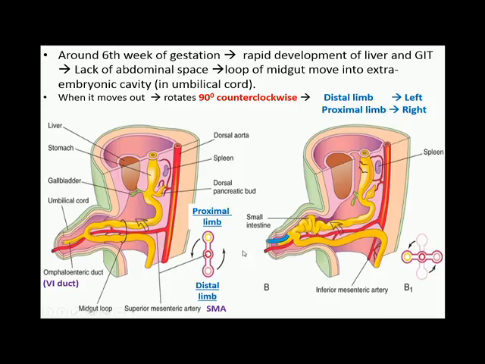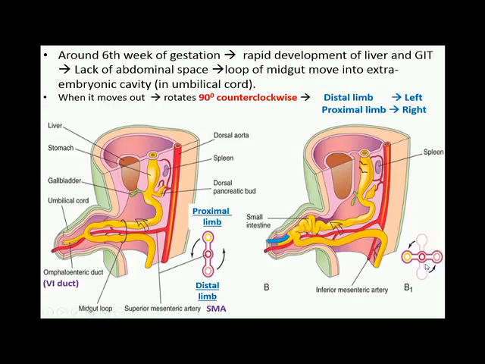So initially, when it goes out, it rotates. Now initially the position, that is your proximal limb, this is the distal limb. And this is the axis of rotation, which is your superior mesenteric artery. So this rotation occurs on the axis of the superior mesenteric artery. Counterclockwise rotation, so it rotates this way. Initially it undergoes 90 degrees rotation.